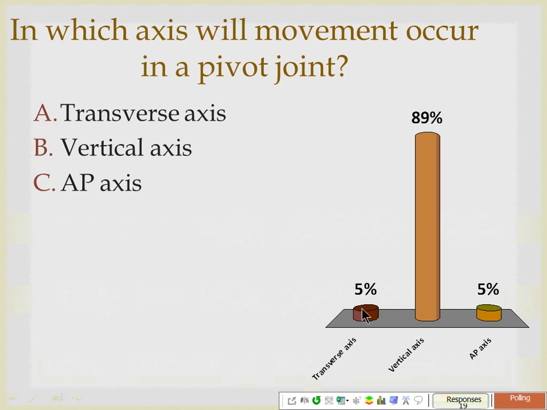I still got some people saying the other axis. Vertical axis, pivot joint allows rotation in a vertical axis, okay? In a transverse axis, it's flexion, extension. In an anteroposterior axis, it's abduction, adduction. So it's a vertical axis.